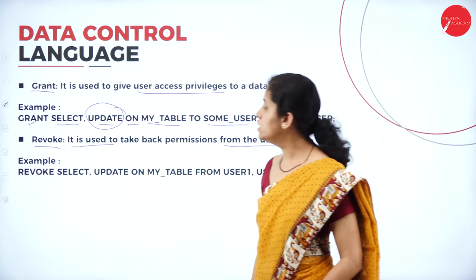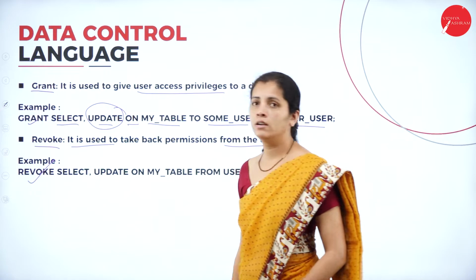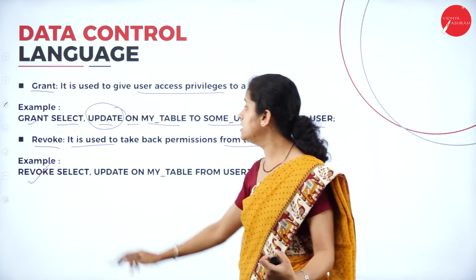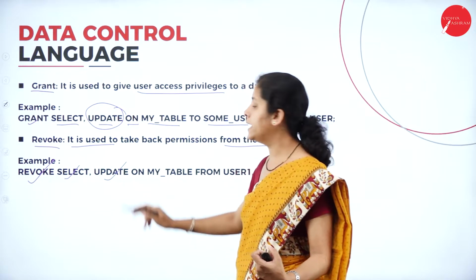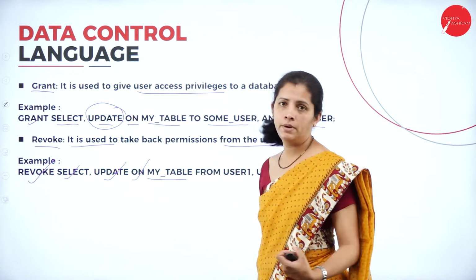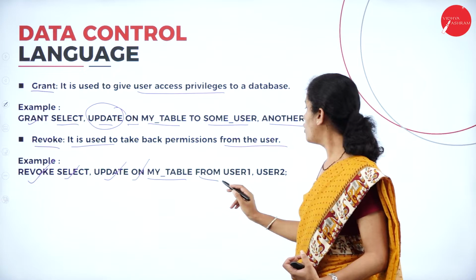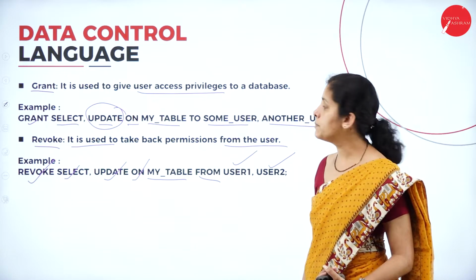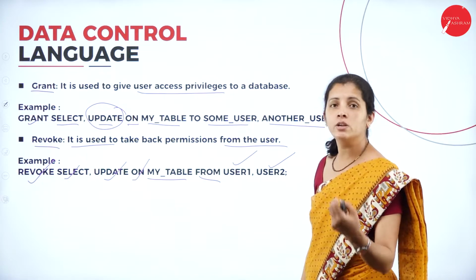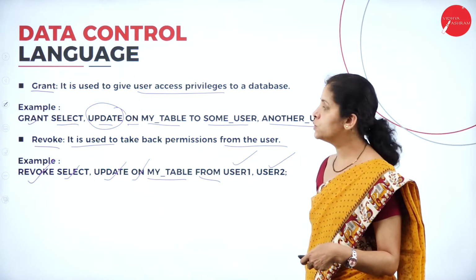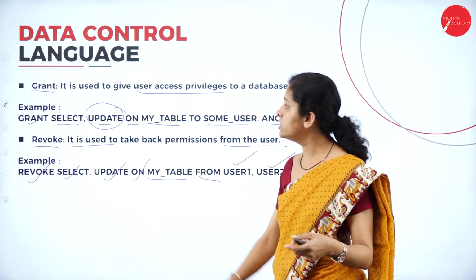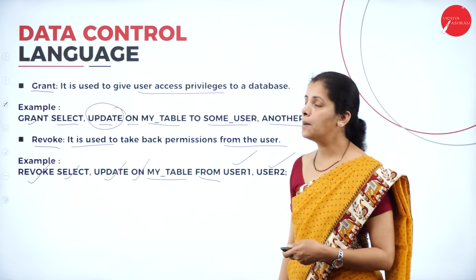So I'm going to write revoke. Okay, that means I'm going to take back the permission, that is select, update on table, that is my table, from user 1 and user 2. That means I'm going to take the permission back from the user. For that, I'm going to have revoke. To give the permission, I'm going to have the grant command.